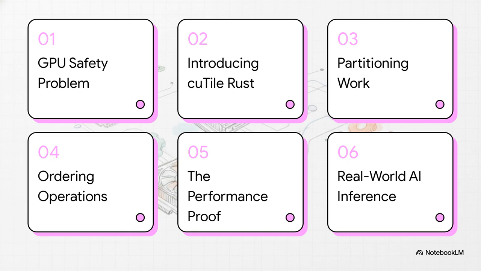Okay, so here's our roadmap for this explainer. We'll start with the GPU's safety problem, introduce Qtile Rust, check out how partitioning divides the work, how tokens order the operations, look at the ultimate performance proof, and finally dive into real-world AI inference. Let's get right into it.